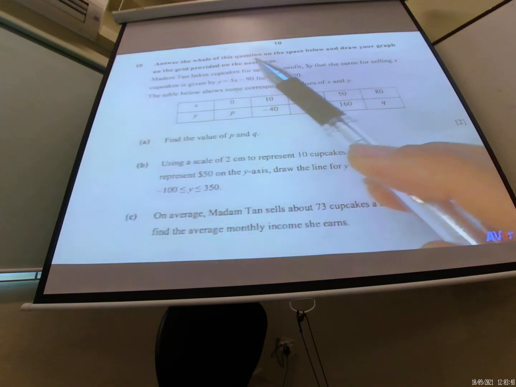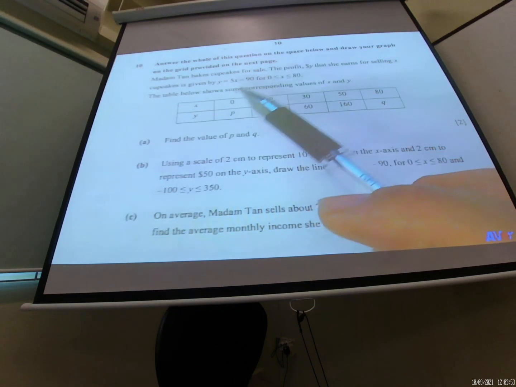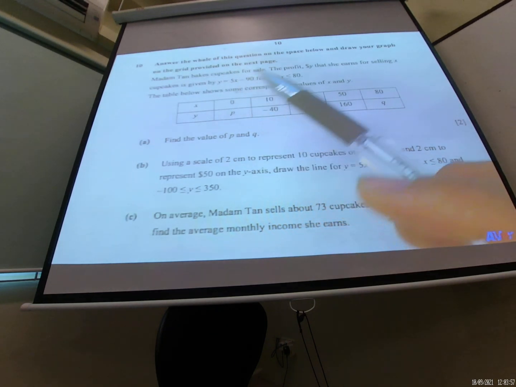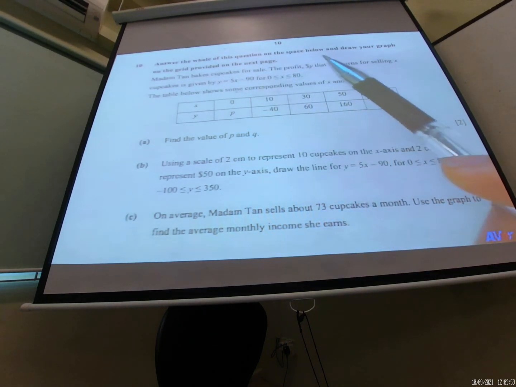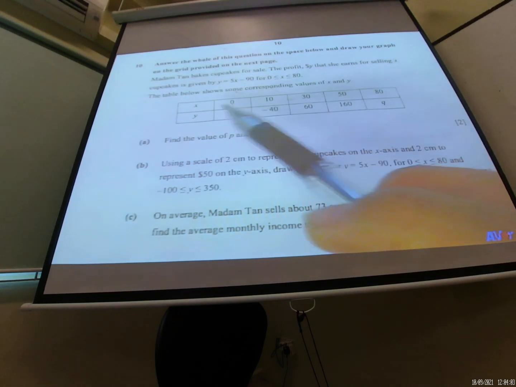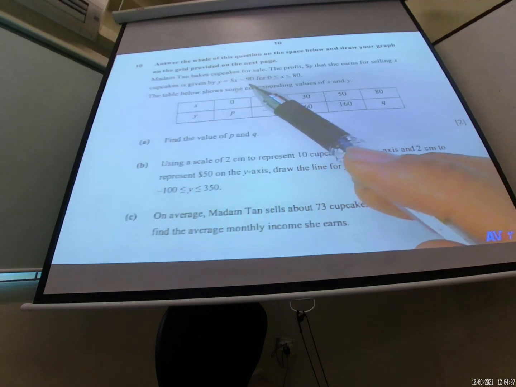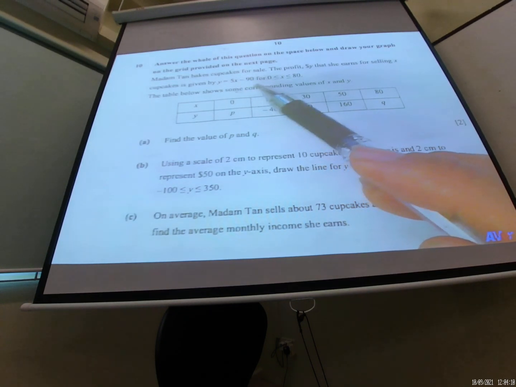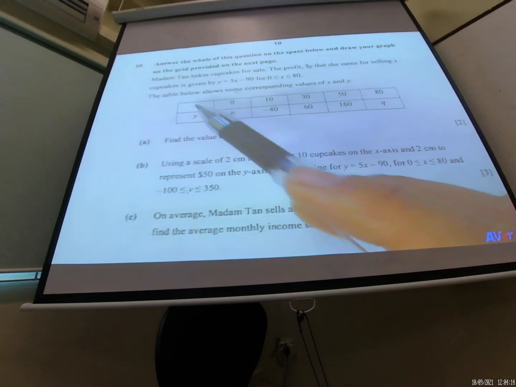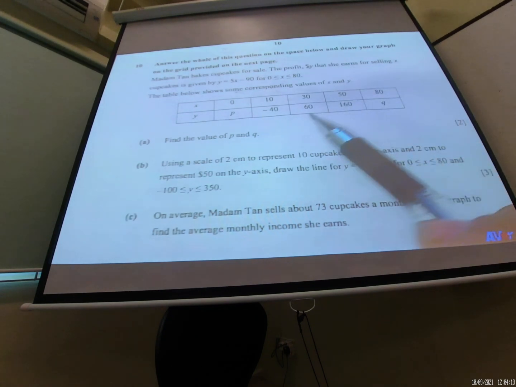Answer the whole of this question in the space below and draw your graph on the grid provided on the next page. Madam Tan bakes cupcakes for sale. The profit $y that she earns for selling x cupcakes is given by y equals 5x minus 90, for x between 0 and 80. The table below shows some corresponding values of x and y.